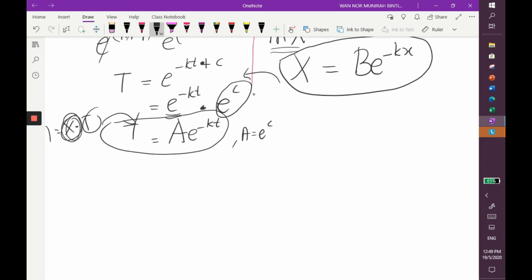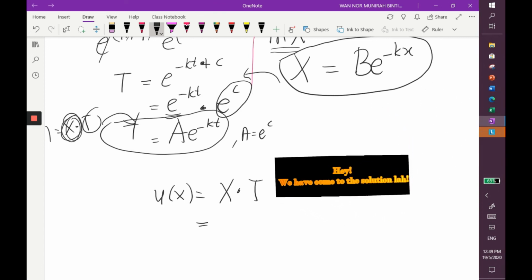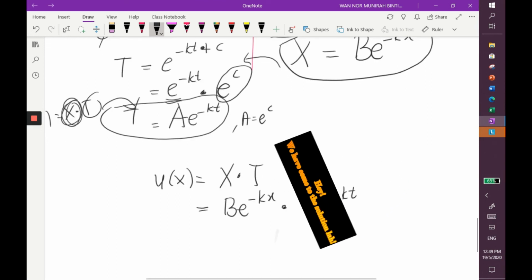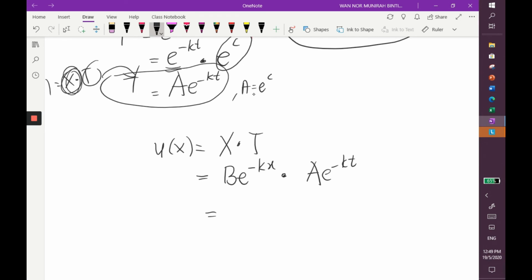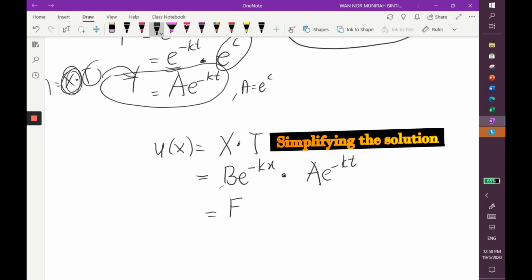Then we go to the product solution. u x t equals x dot t. x is b e negative kx, dot with your a e negative kt. So we try to simplify this solution. a dot b, a is a constant, b is a constant. Let's say you have f, a constant. Say b is 2, a is 3, 2 times 3 is 6. So your f. That is the analogy.